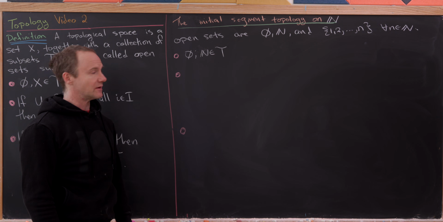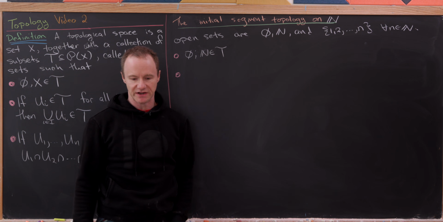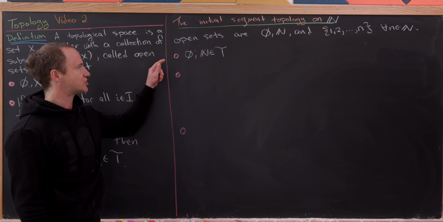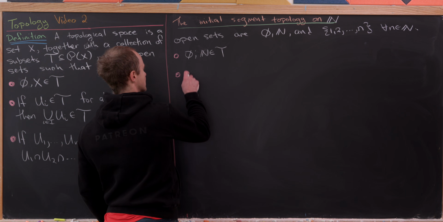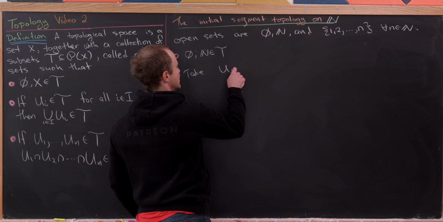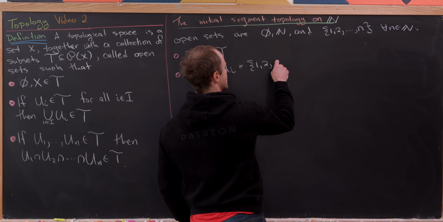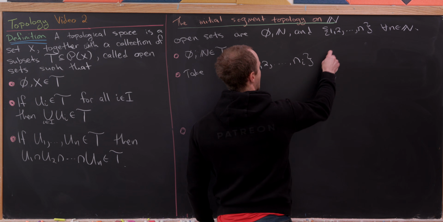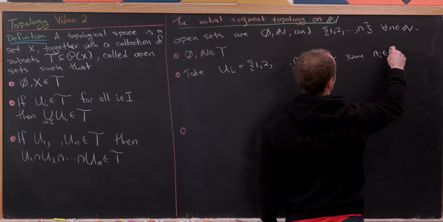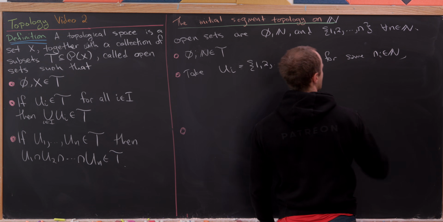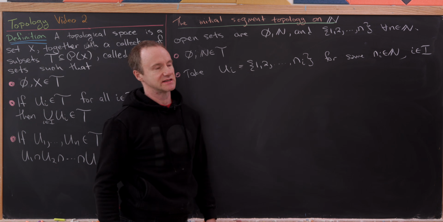So let's observe that the empty set and all of N are definitely in this topology just by our definition up here. And now let's show that the arbitrary union of open sets is open. Okay, so let's do this. Let's take U_i to be equal to the set 1, 2, 3, ending at n_i, and that's going to be for some n_i in capital N, or in the natural numbers, and this is going to be for some i in the indexing set.